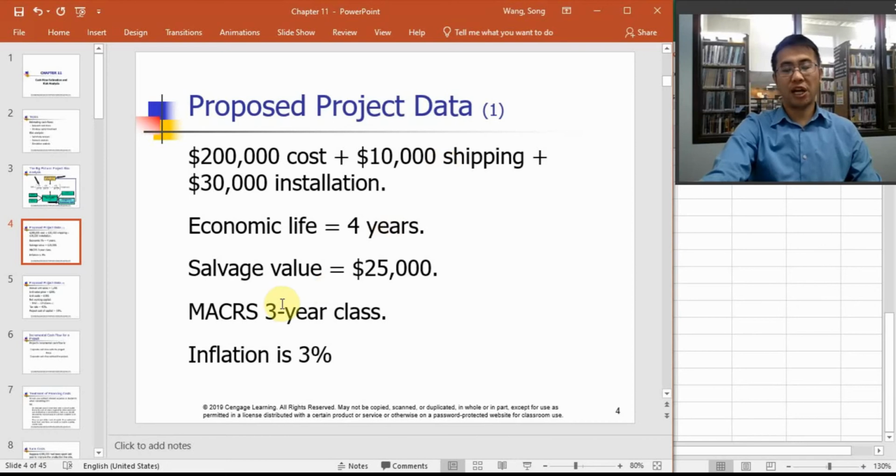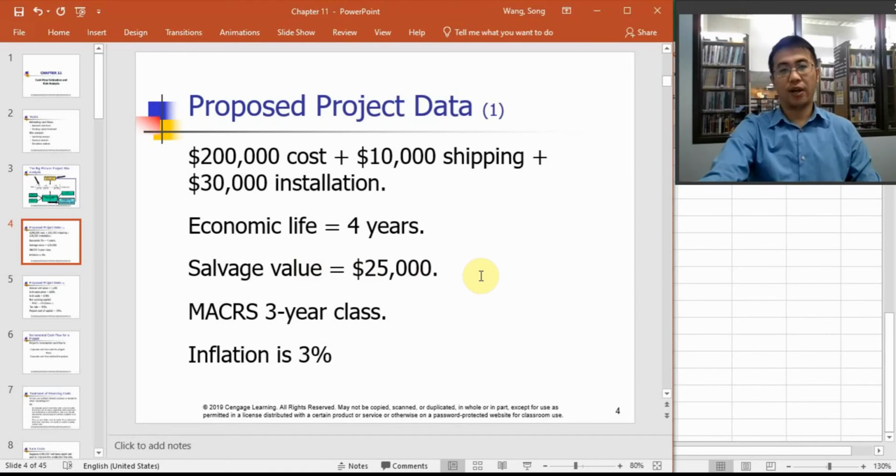What will be the depreciation method? You are going to use the modified accelerated cost recovery system method. And in particular, you're going to treat this equipment as a 3-year asset. All right. And also, we need to incorporate inflation in our analysis. The salvage value of this project would be $25,000.